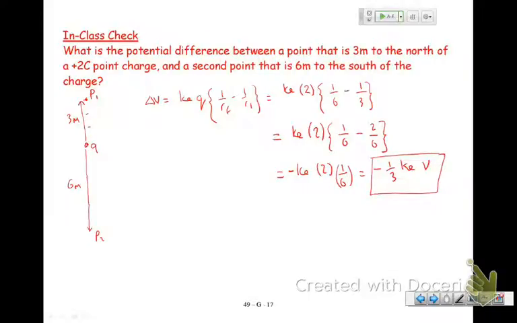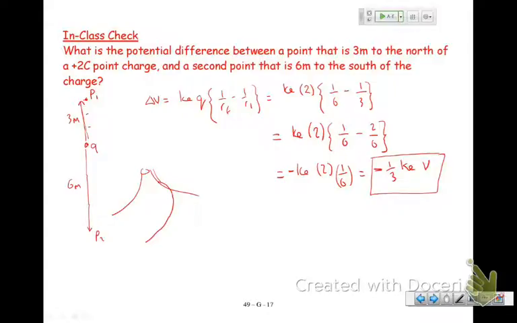I went from the northern slope quite high up to the southern slope quite low down. So did I go uphill or downhill? Went downhill, so negative sign. My potential is less at the end.